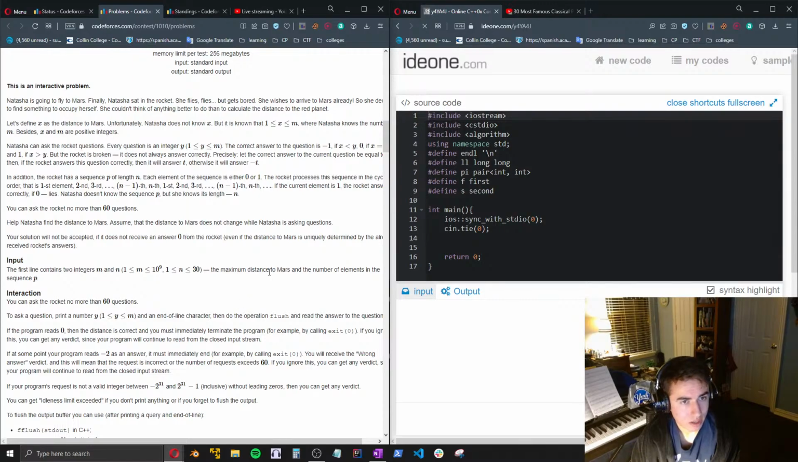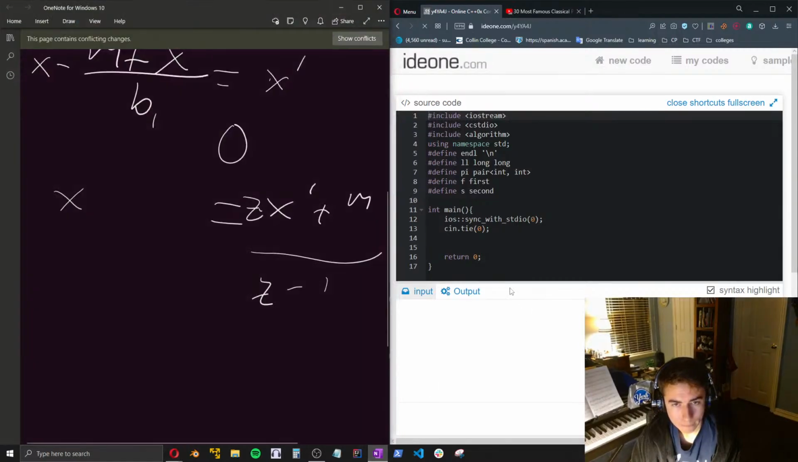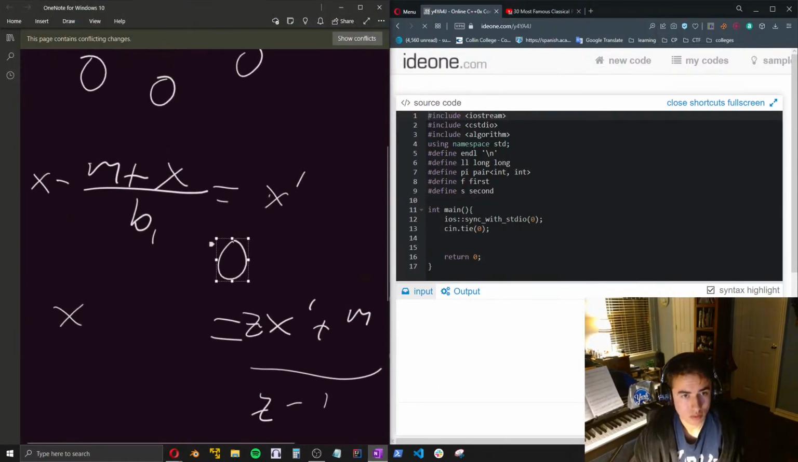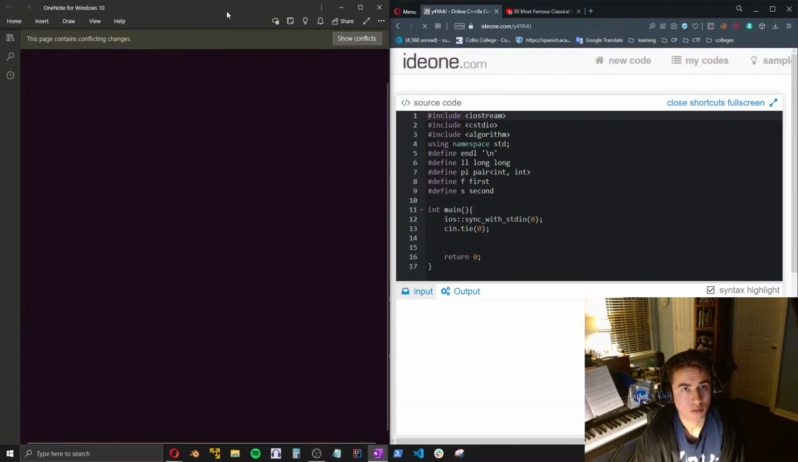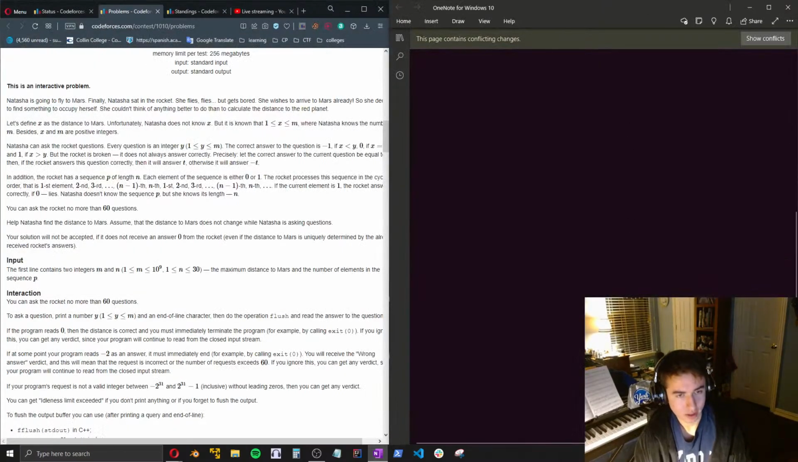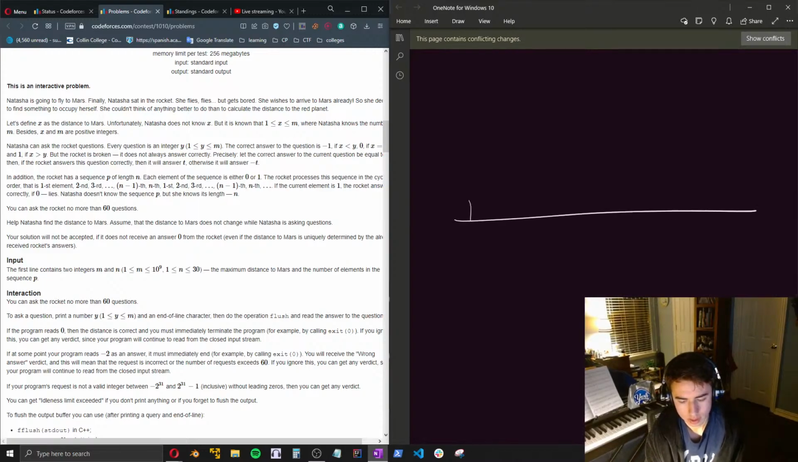I have an idea, I think. So basically, imagine this is the number line. It's like 0, 1, here's m over 2, m over 4. Okay, so imagine you're on the number line.